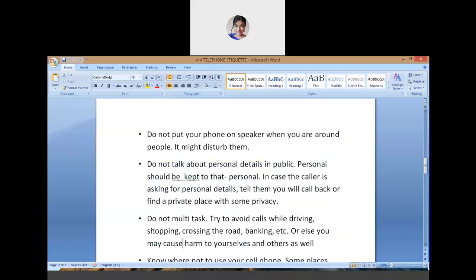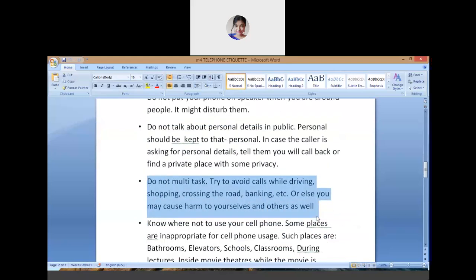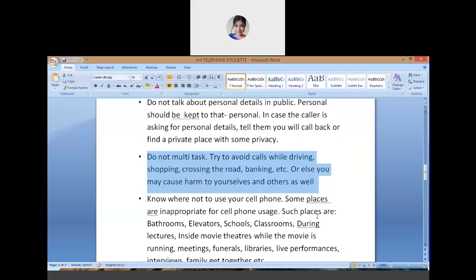Do not multitask. While having a conversation over the phone, do not multitask. Do not take a call while you're driving, while you're shopping, while you're crossing the road, while you're doing some banking transactions, because this might cause harm to you as well as to others. So that is why do one at a time. Take the call or drive. Okay. So you are not supposed to multitask while using the phone.